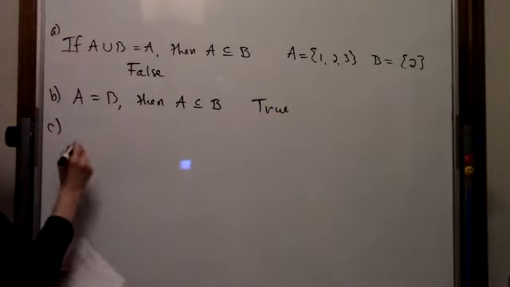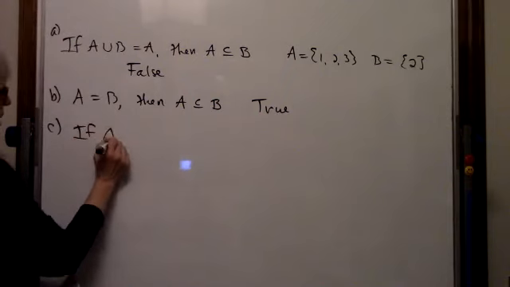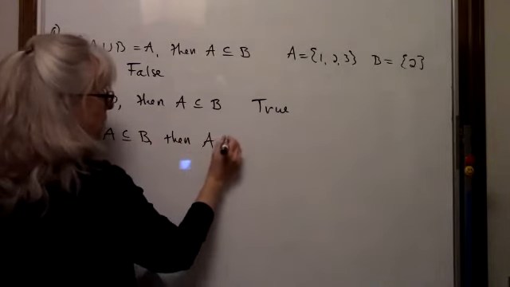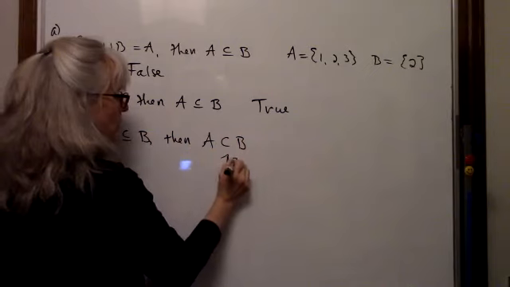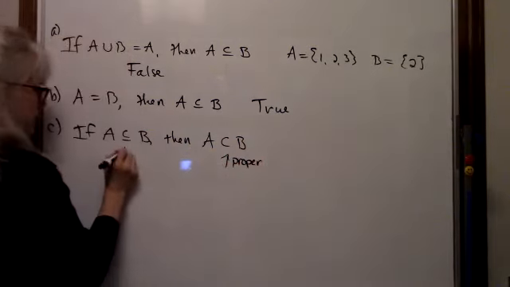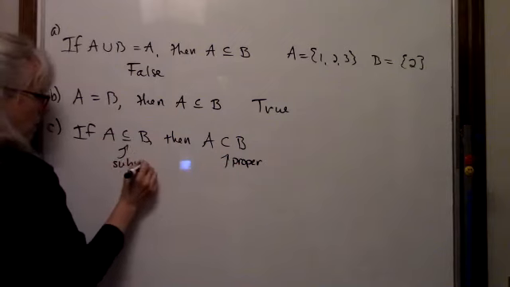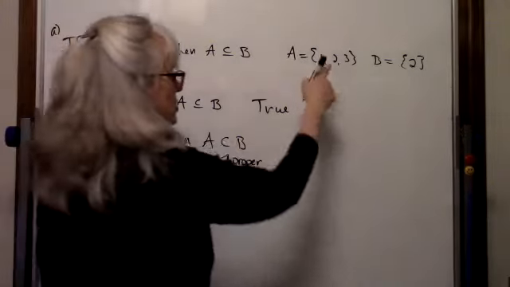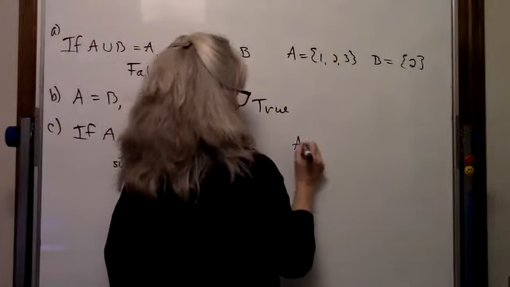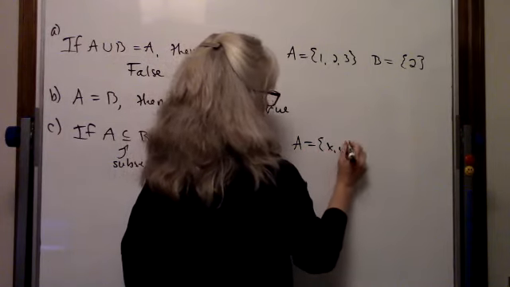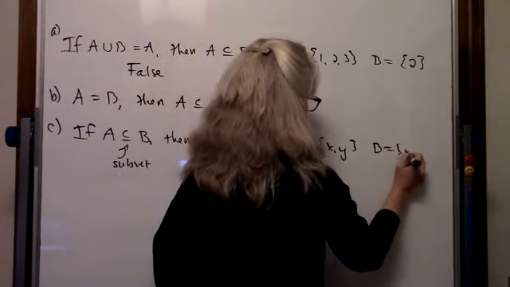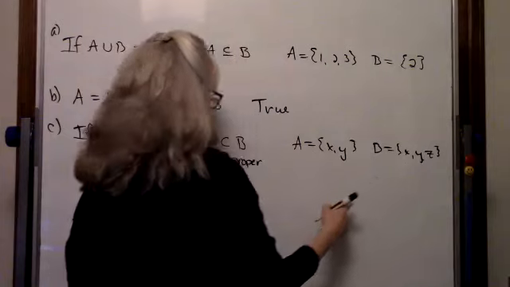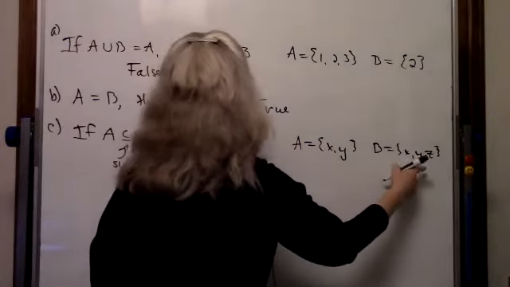Part C, if A is a subset of B, then automatically A is a proper subset of B. So again, this is proper. This one's just subset. Well, this may be true, but it's not always true. If we reverse our order of what we did up there, let's pick 2 new sets. Let A be the set {X, Y}. Let B be the set {X, Y, Z}. So we can see that A is a subset of B, and A is a proper subset of B.